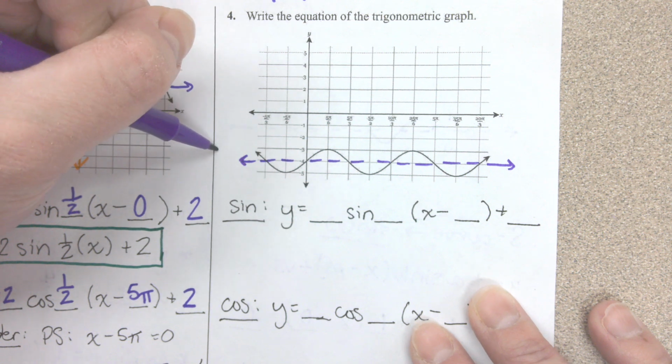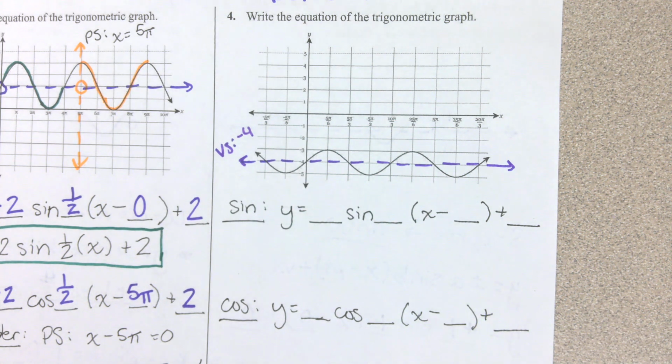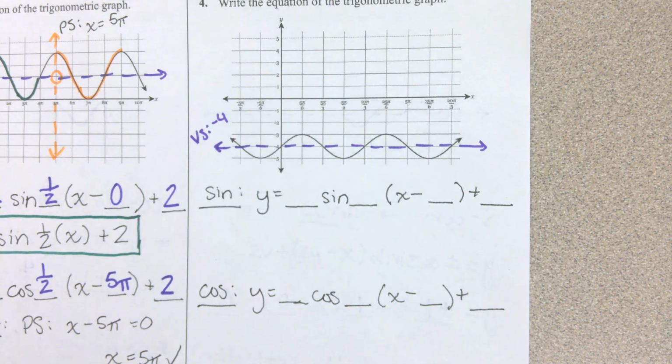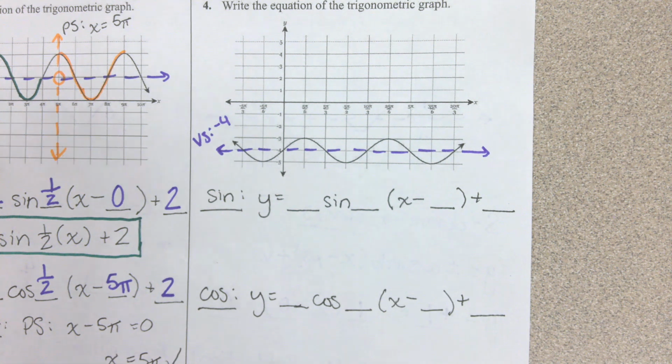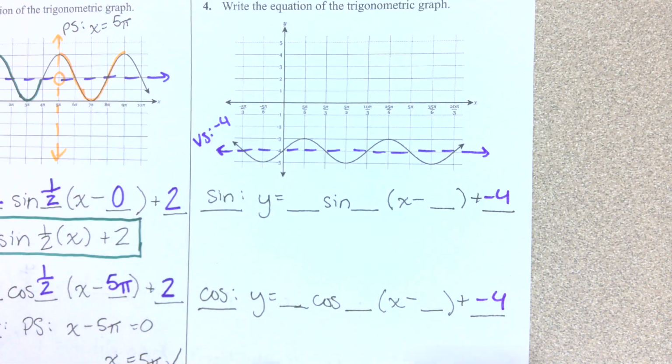Which means we have a vertical shift of -4. And I can go ahead and put that in both of my equations, because vertical shift will affect the entire graph, so it doesn't matter which curve you're looking at.